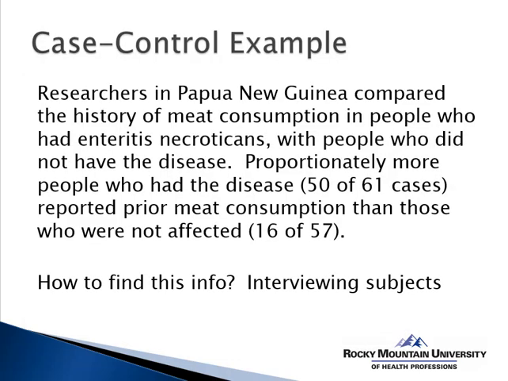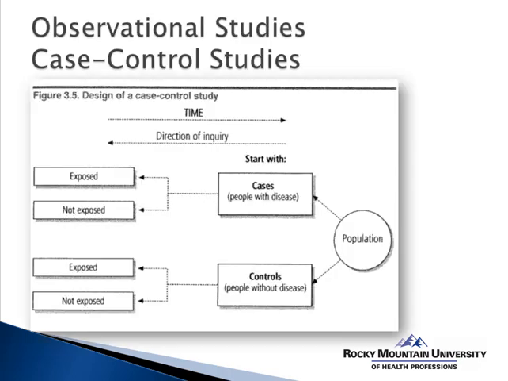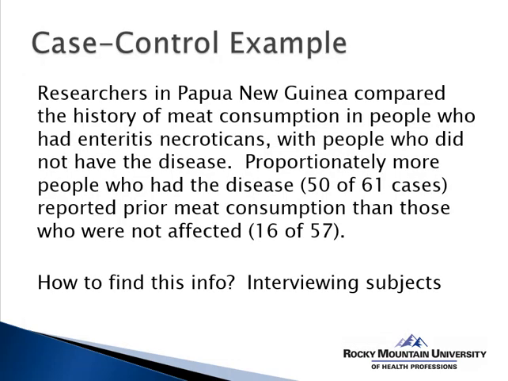Here's another case control example. Researchers in Papua New Guinea compared the history of meat consumption in people who had enteritis necroticans, I think I pronounced that incorrectly, apologies, with people who did not have the disease. Proportionally, more people who had the disease reported prior meat consumption than those who were not affected. So how do they find this information? Again, you've got your population, people with the disease, people without the disease, and you ask them about behaviors, about habits, about exposures. So interviewing.